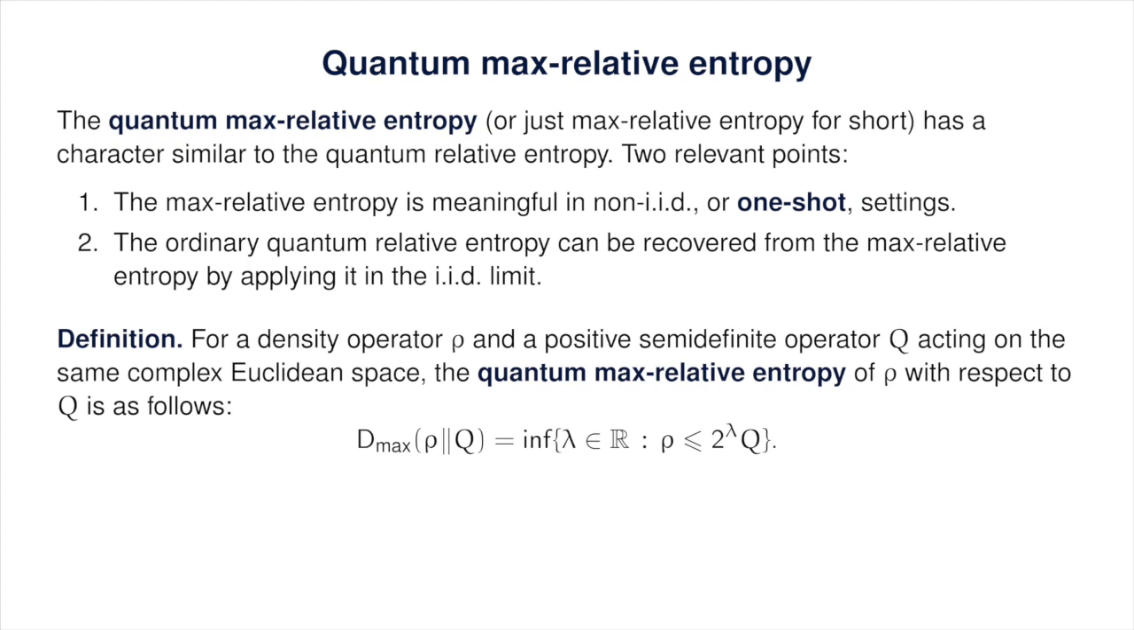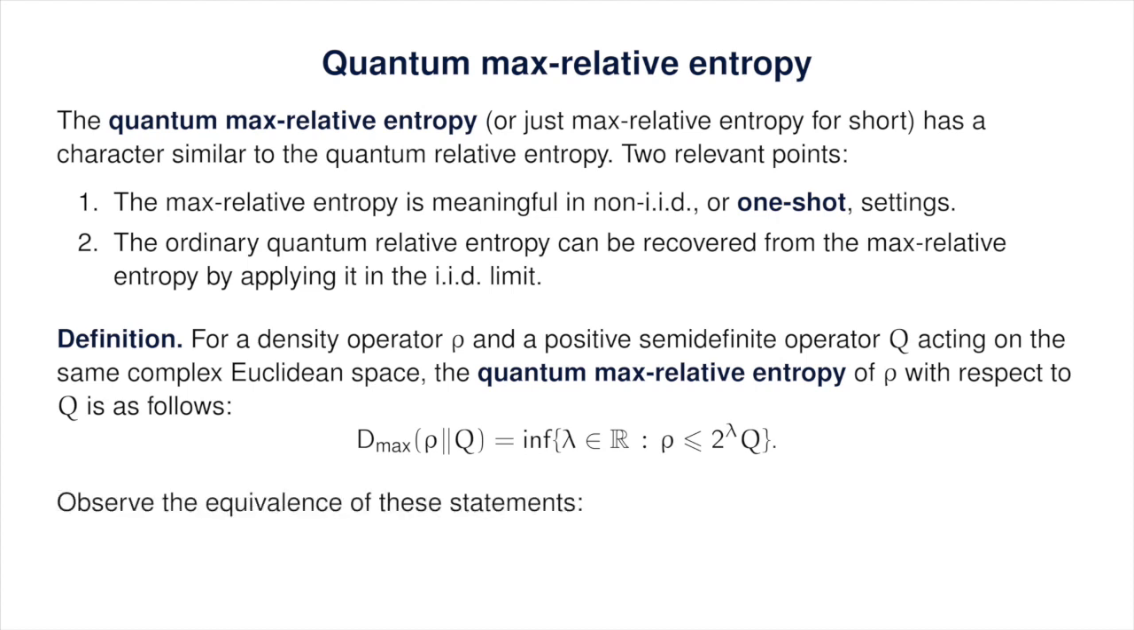Given ρ and q, the quantum max relative entropy of ρ with respect to q is defined as the infimum over all real numbers lambda for which ρ is less than or equal to 2 to the lambda times q, where less than or equal refers to the positive semi-definite ordering. Now, it is possible that there are no real numbers lambda for which that inequality holds, for some choices of ρ and q, and that's okay. As usual, we define the infimum over an empty set of real numbers to be positive infinity.